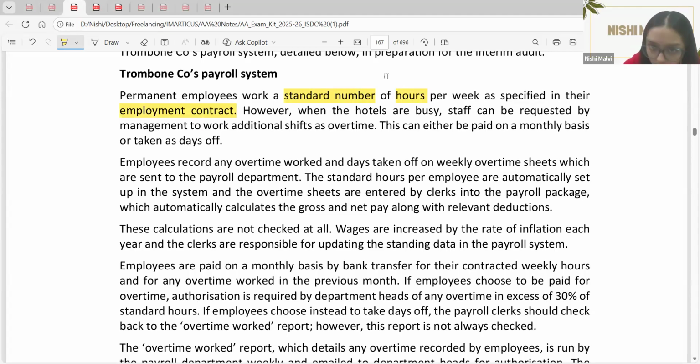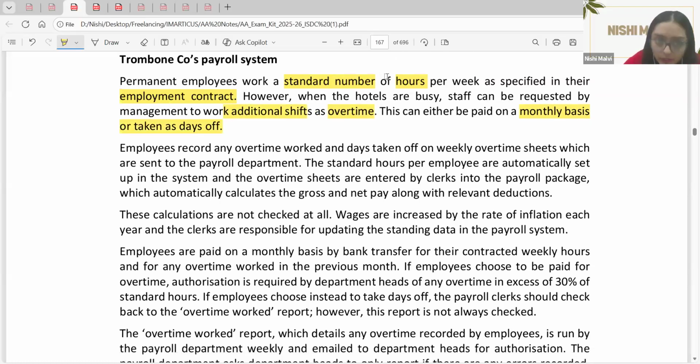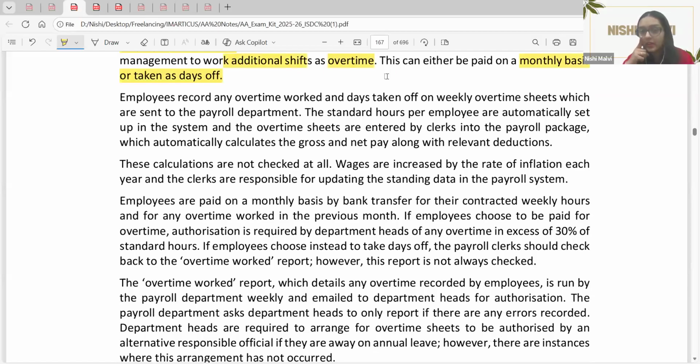However, when the hotels are busy, staff can be requested by management to work additional shifts as overtime. This can either be paid on a monthly basis or taken as a day off. Employees record any overtime worked and days taken off on weekly overtime sheets, which are sent to the payroll department. Standard hours per employee are automatically set up in the system.